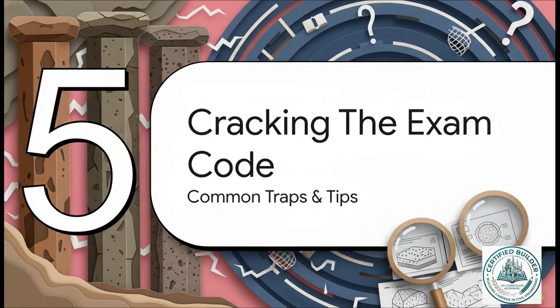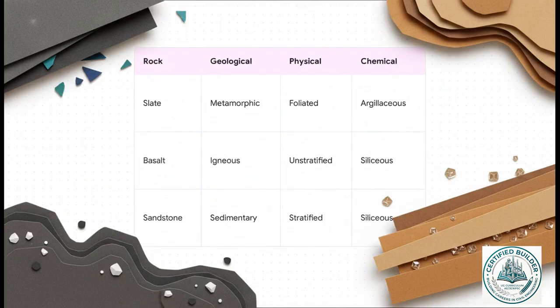We've built the whole framework. Now let's put it all together and see how examiners use this information to create some really tricky questions, and more importantly, how you can see right through them. This table right here is your ultimate cheat sheet. Just look at slate. It's metamorphic, foliated, and argillaceous. It hits a unique keyword in every single category, which is why examiners love it.